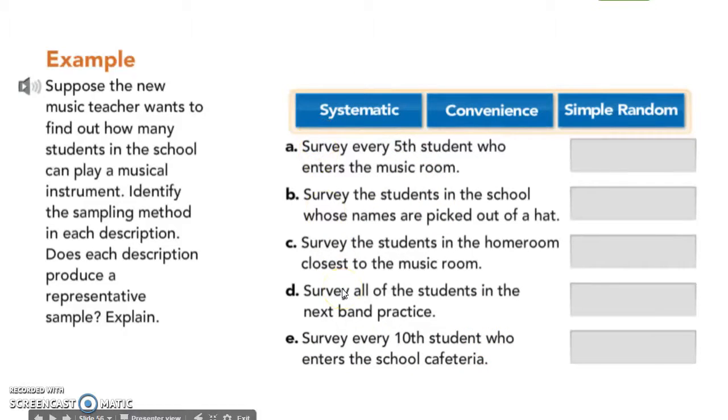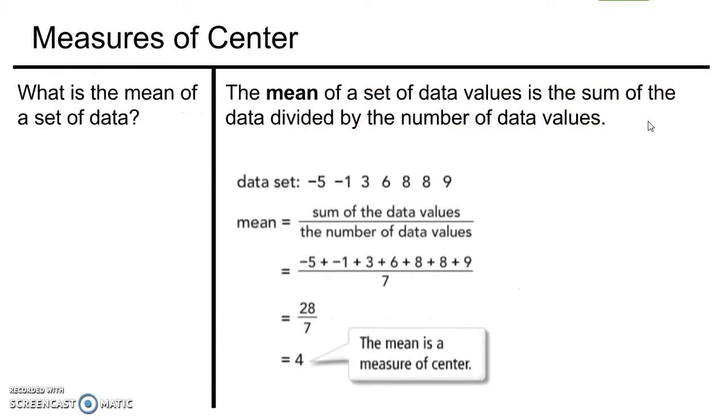So if you have a question about how to classify each different situation as either systematic, convenience, or simple random, you can hit pause and raise your hand and I'll come and explain it to you. All right, next, moving on to measures of center and measures of variability. This is more of our calculations in the statistics unit. The first half of the unit is more knowing and applying vocabulary.